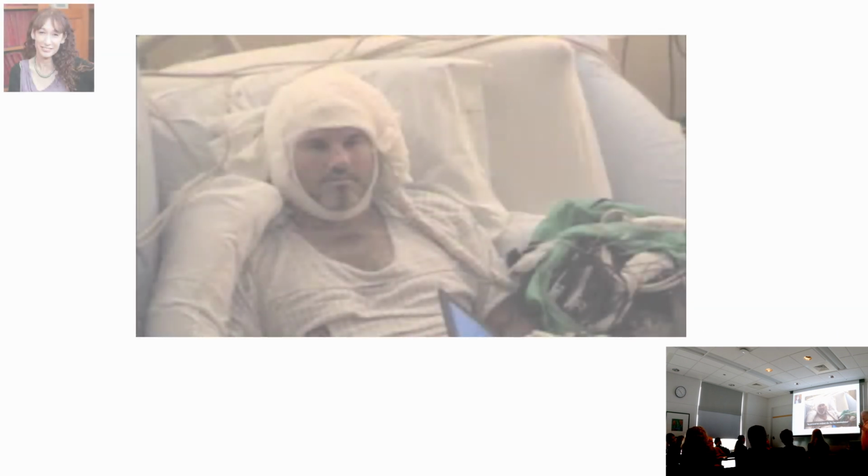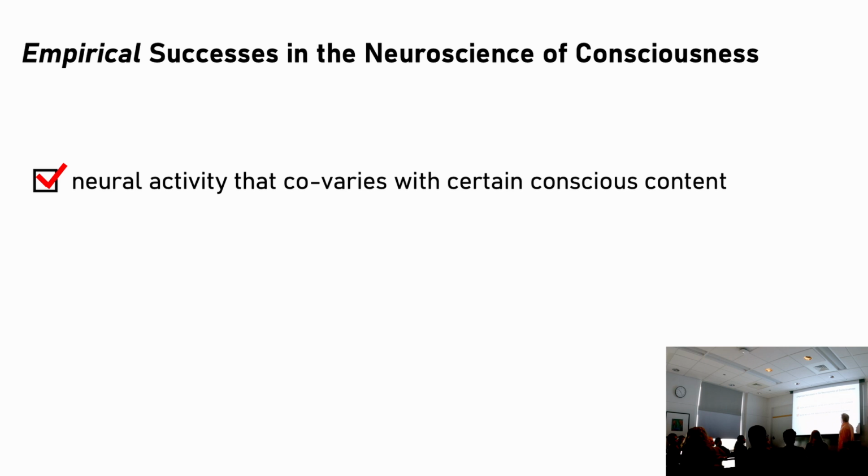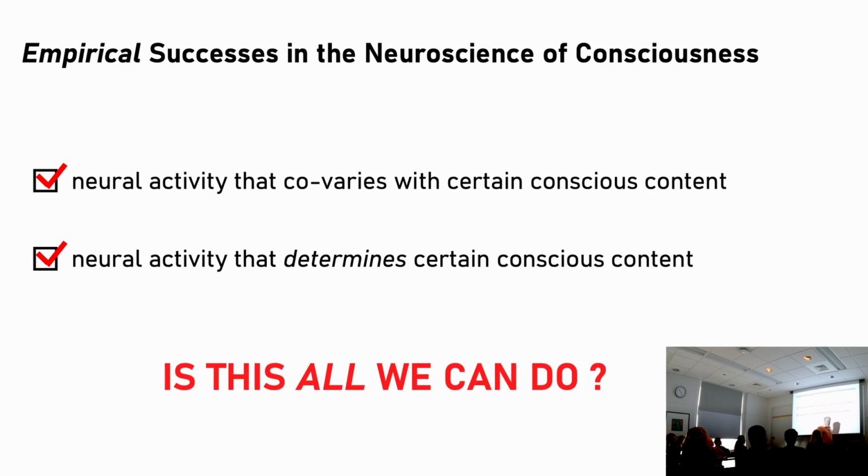So obviously, if these neurons have some close relationship to consciousness, and we change what they do, it should change your consciousness. We can extend then this paradigm from neural activity that co-varies to neural activity that determines to some degree conscious content. But then this happened. What are we going to do now?